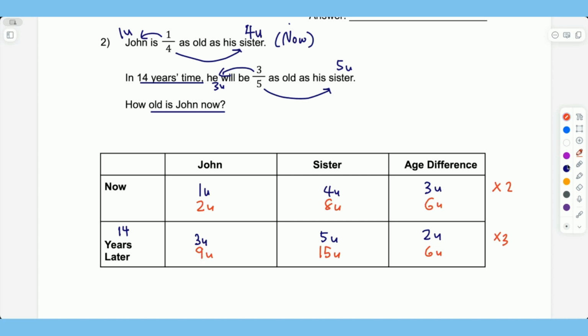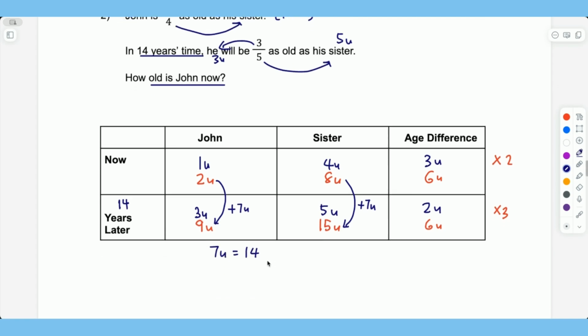And let's see how the units has changed. From 2 units, it became 9 units. That means we added 7 units. From 8 units, it became 15 units. That means we added 7 units. And 14 years has passed, 14 years later. That means this 7 units is 14 years. Okay, so 7 units is equals to 14 years.